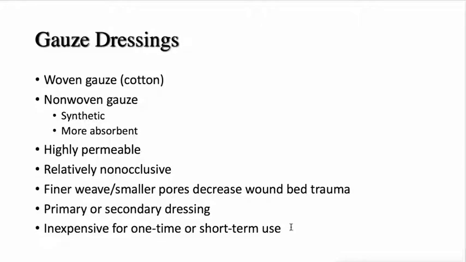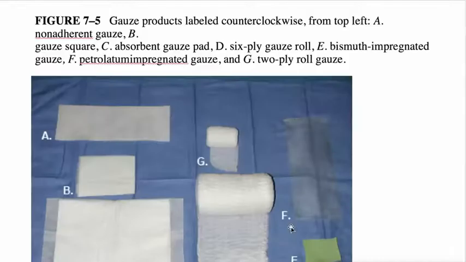Gauze dressings, woven cotton, or you can have non-woven gauze. This is highly permeable, relatively non-occlusive. You can have a finer weave. It's a primary or secondary dressing, and it's inexpensive for one-time or short-term use. These are some examples of gauze products.